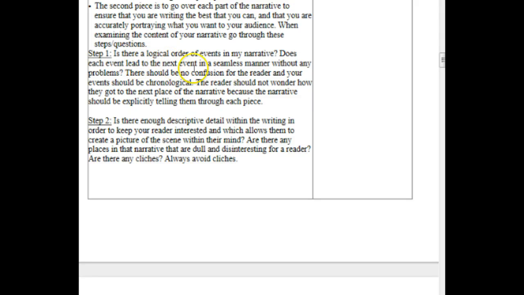So you say, is there a logical order of events? Does each event lead to the next event in a seamless manner? There should be no confusion for the reader, and your events should be chronological. Well, now do they always have to be chronological? Because what if I have a flashback, right? This one works in that there should be no confusion for the reader, but the reader shouldn't have to wonder how they got to the next place in the narrative, because the narrative should be explicitly telling them through each piece.